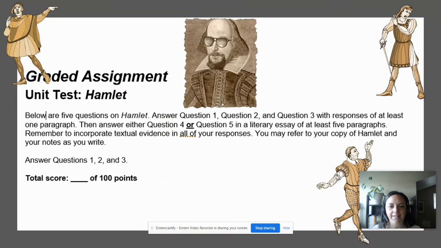Hey there, class. So, English students, I am here to go through question 1 of your Hamlet unit test. Let's take a look at it. Here are the instructions for the whole test.